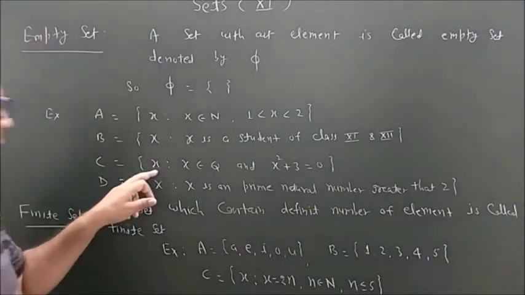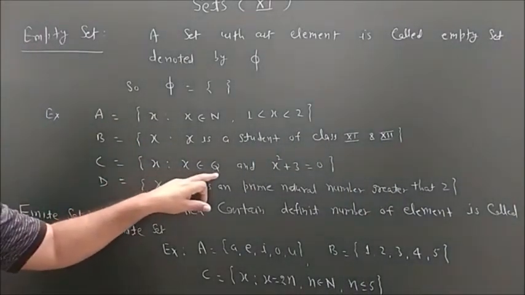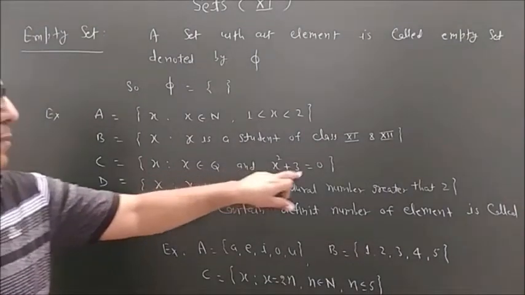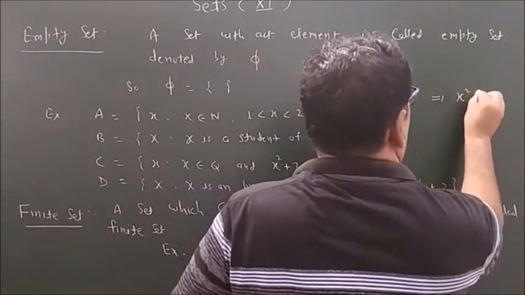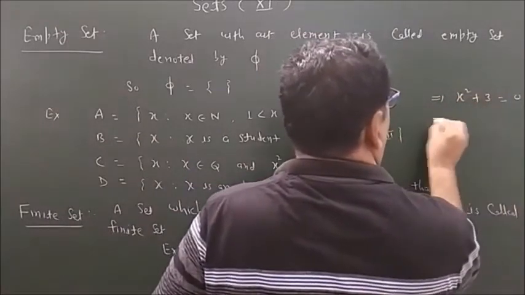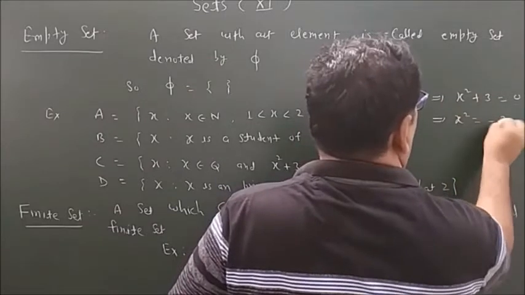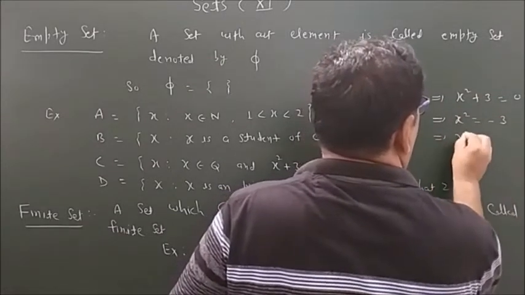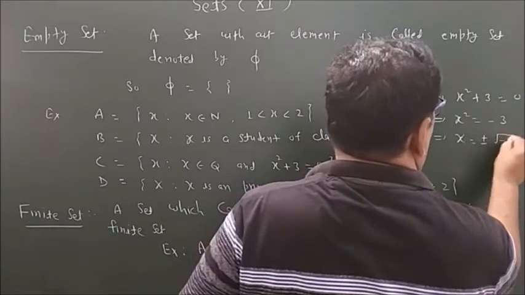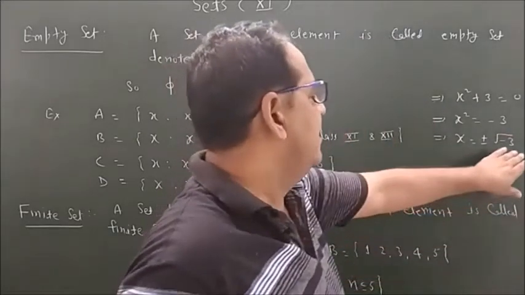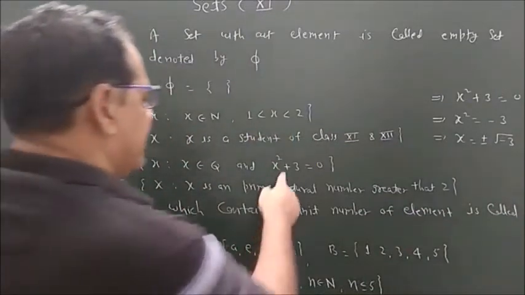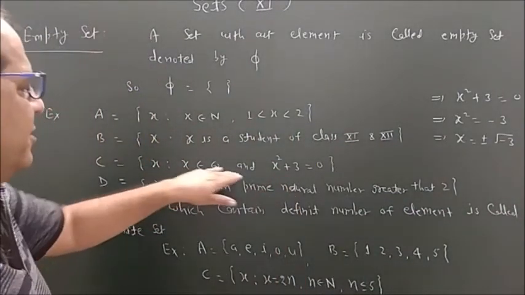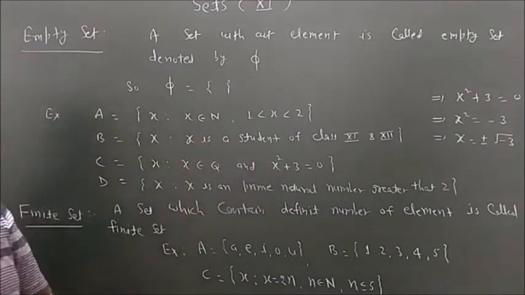C equal to {x : x is a rational number and x square plus 3 equal to 0}. If we solve x square plus 3 equal to 0, we have x square equal to minus 3. That means x equal to plus minus square root of minus 3, and this is an imaginary number. So this is not a rational number. So this set is an empty set.